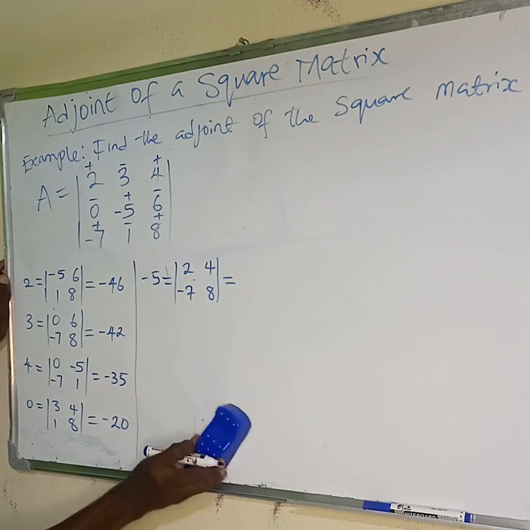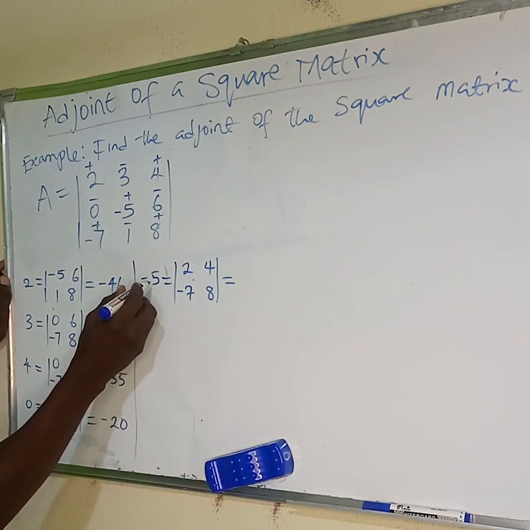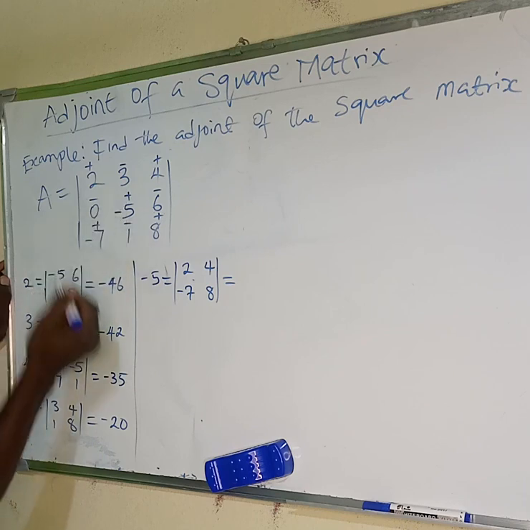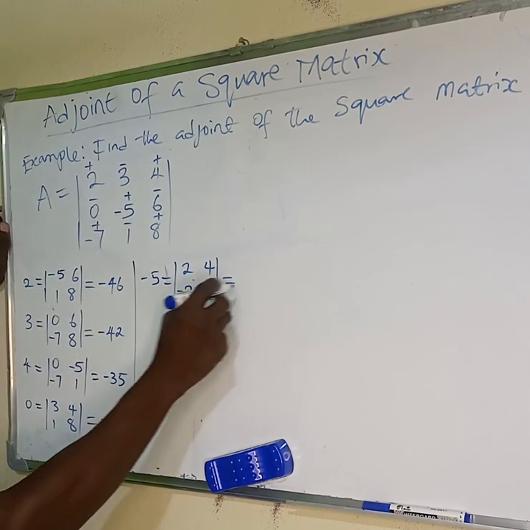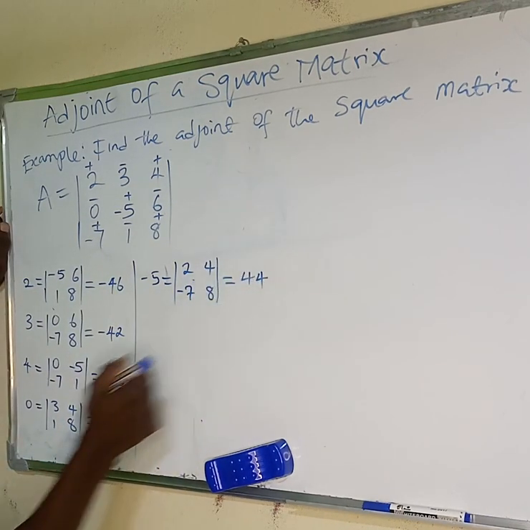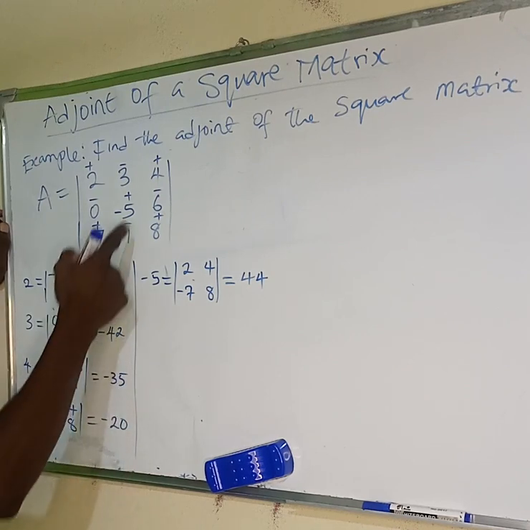However, let us confirm. What is the place value sign for negative 5? It is plus, so it will not alter the signs. We'll have positive 44. All right, move to the next one.